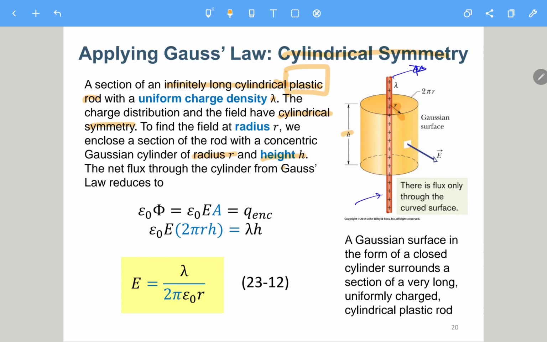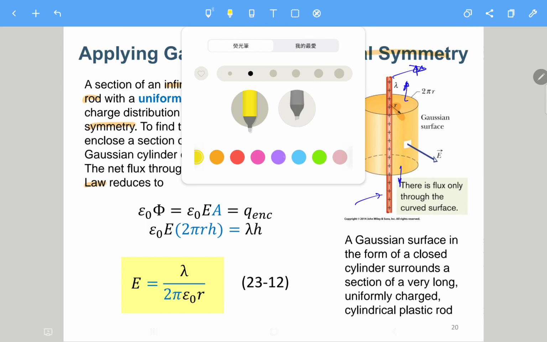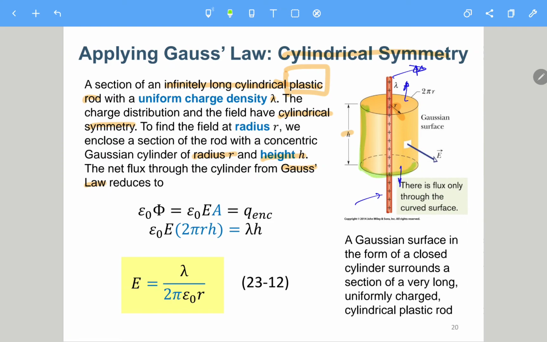So we can use the Gauss law, and for the upper side and lower side, the E field should be perpendicular to the dA. dA should be pointing to the upper side, and the lower dA should be pointing to the lower side, but the E field points in the radial direction. So they should be perpendicular to each other. So the only contributing part is this part.